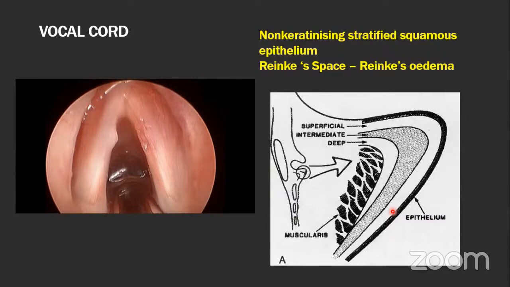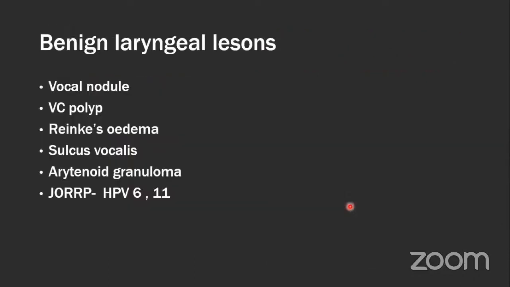Okay, so non-keratinizing stratified squamous epithelium, and the lamina propria or submucosa is divided into superficial, intermediate and deep layers, and beneath that is the muscle layer, that is the thyroarytenoid muscle, right? So that is Reinke's space. The anatomy is not yet complete, but along with that, I will next tell you about benign laryngeal lesions.